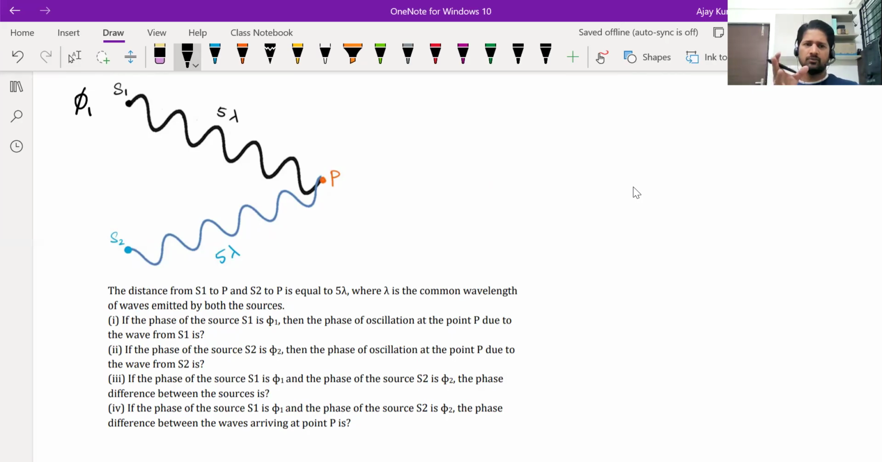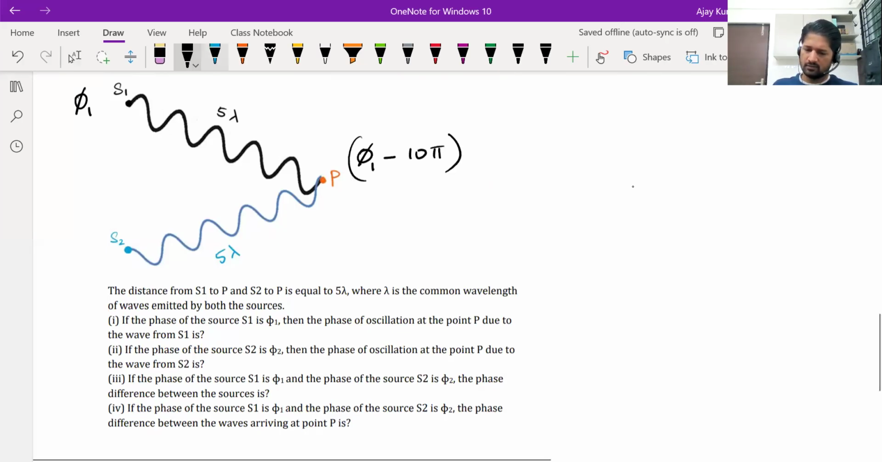S1 to P, the distance is 5 lambda. For each lambda, the phase varies by 2 pi. So the phase at P due to S1 will be phi 1 minus 5 times 2 pi, that is 10 pi. Next, same question with S2, but S2's phase is phi 2. Then the phase of the wave arriving there from S2 will be phi 2 minus 10 pi.